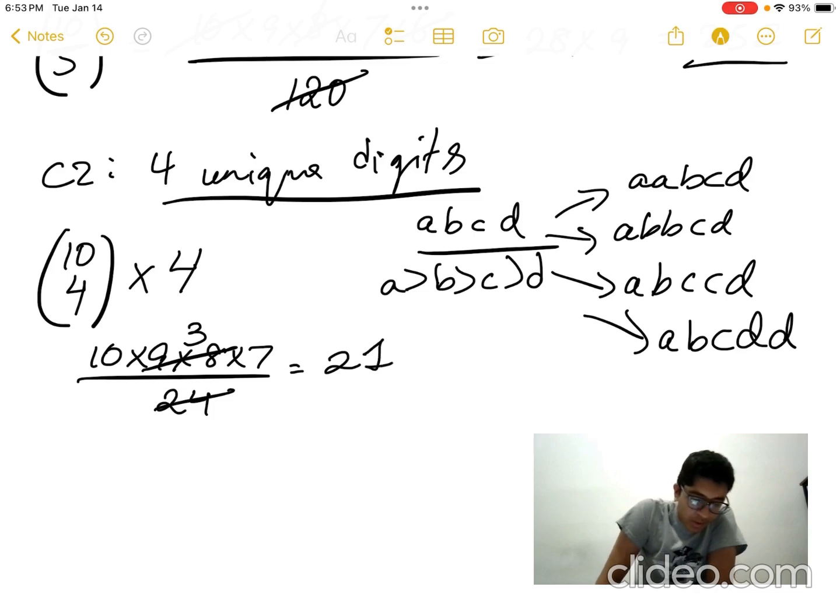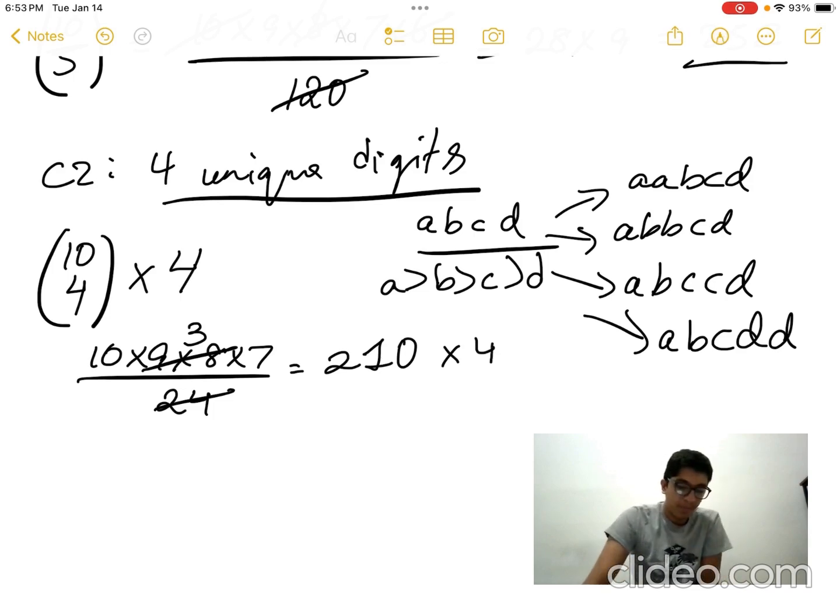Now we have to multiply this by 4 to get the number of cases that we have. And this is just equal to 840 for this case. All right, and we move on.